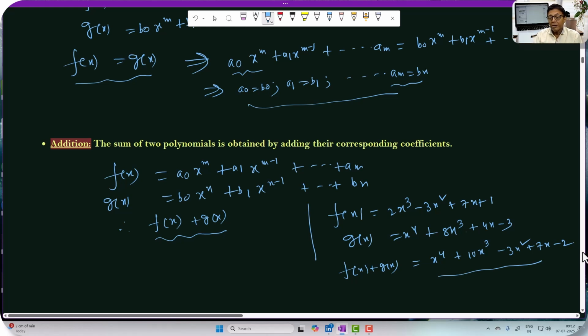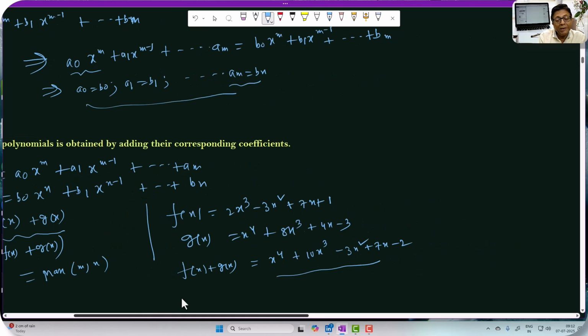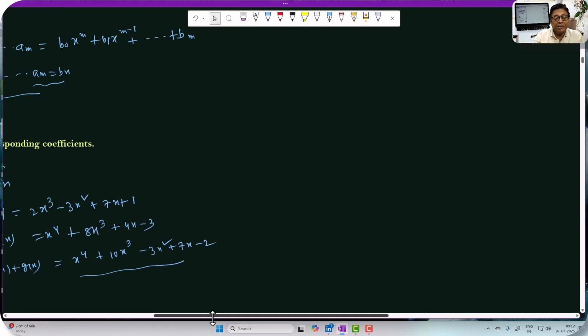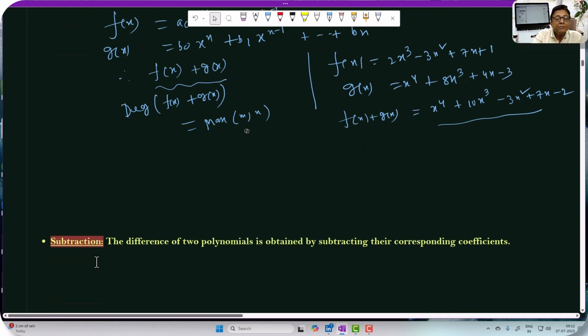Okay. So the degree of the polynomial is the maximum of these two degrees. If we want to write the degree of f(x) + g(x), then it will be the maximum value of m and n. You find the maximum value of m and n, then you will find the degree of the resulting polynomial, that is f(x) + g(x).